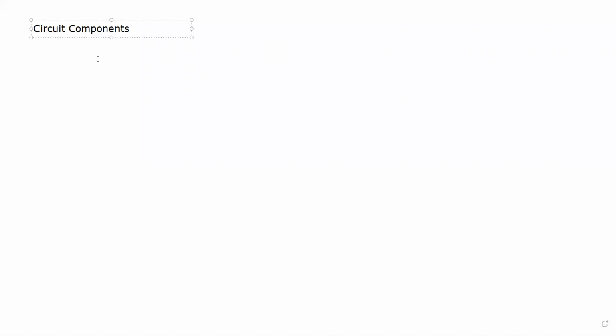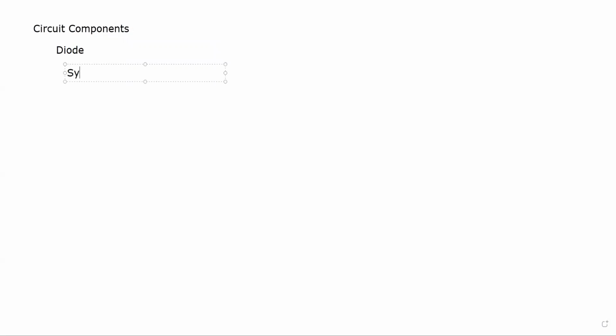Circuit components, this was the last topic we were discussing in electricity. Then after completing this, we'll start magnetism. Last week we did logic gates, then another circuit component, that is the diode.